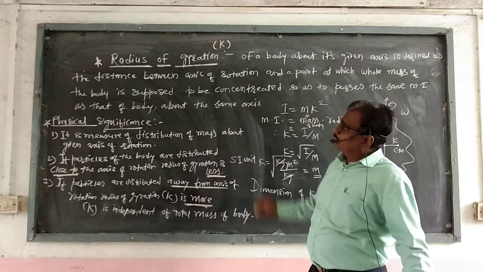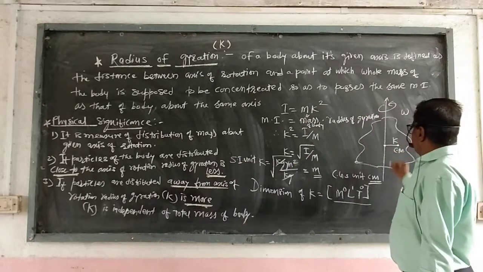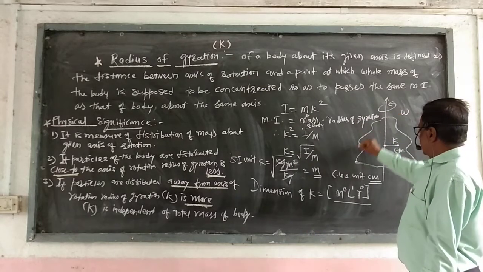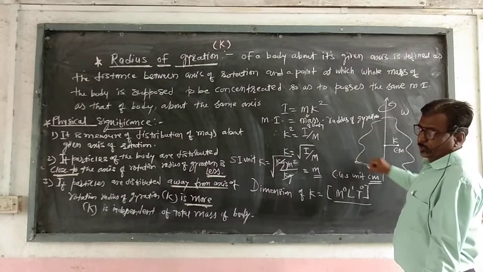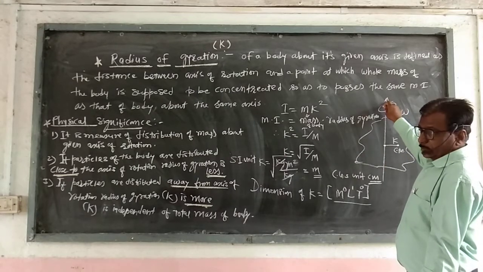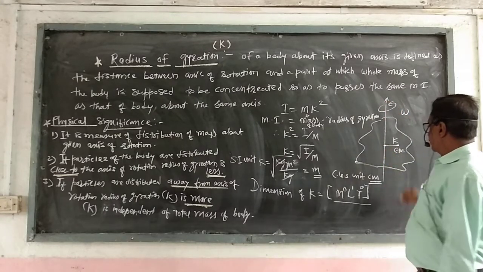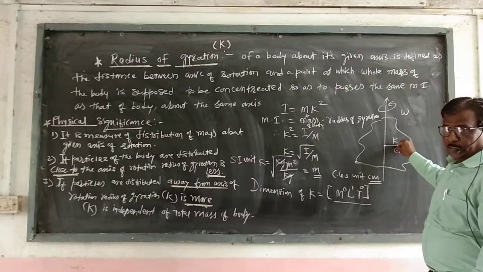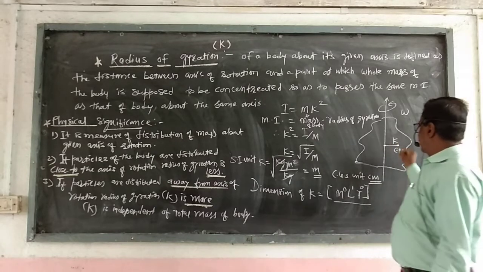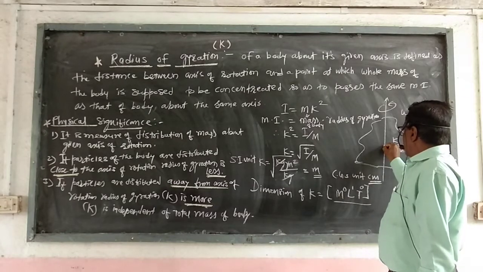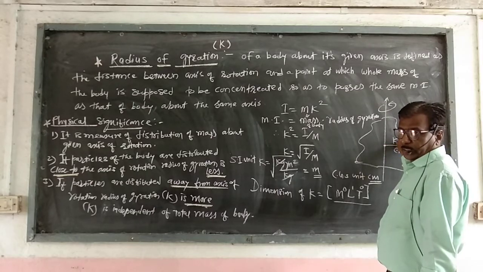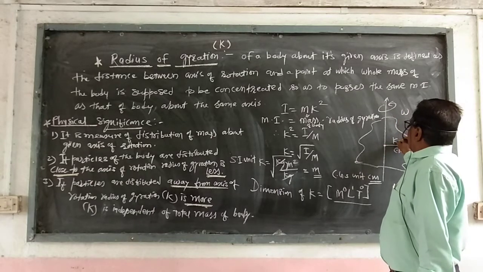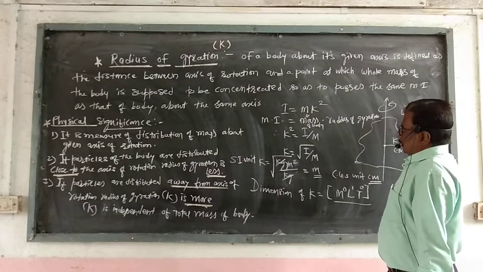That means radius of gyration is defined as follows. Suppose this is a rigid body which is rotated about an axis through the center of that body. We take this point as the center of mass, and the distance from the center of mass to the axis of rotation is represented by the letter K. So that is the angular velocity omega.